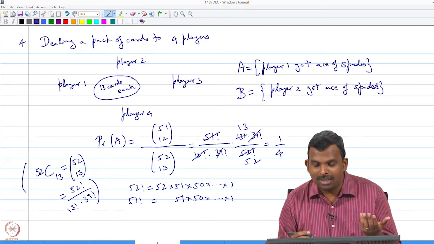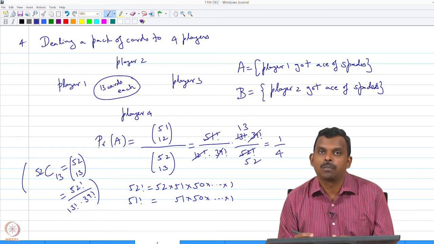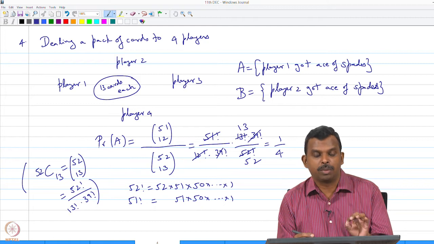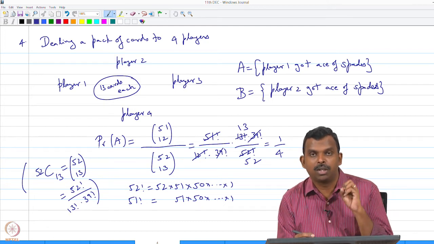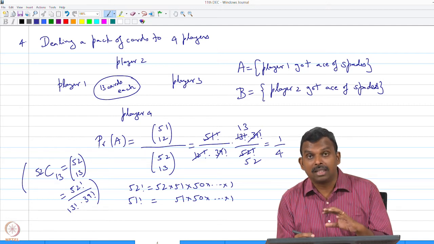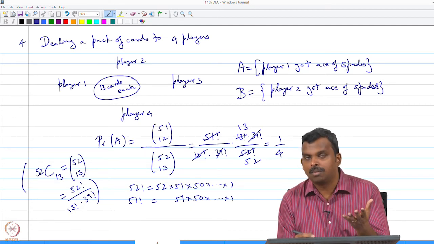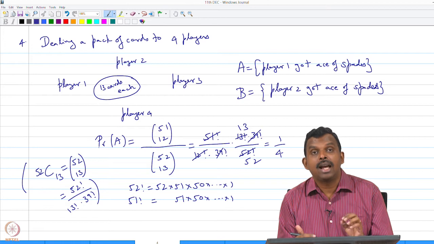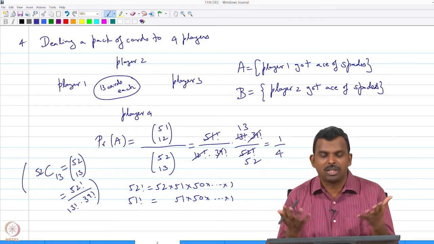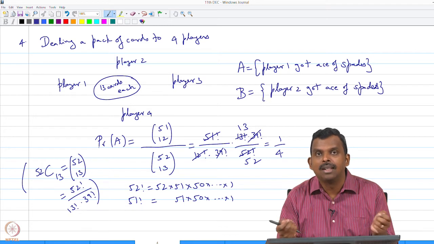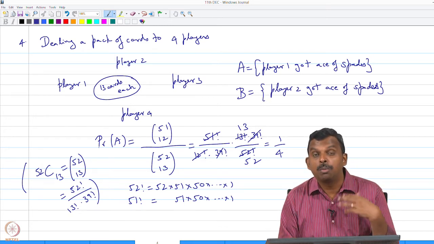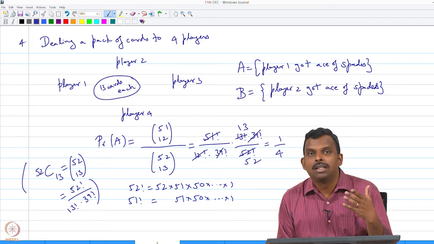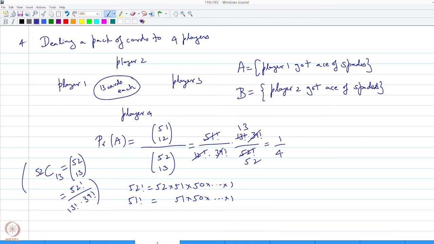Now, one might actually quickly arrive at this answer 1 by 4. If you think about the 4 events, player 1 got ace of spades, player 2 got ace of spades, player 3 got ace of spades, player 4 got ace of spades, right. There are 4 events like this and the ace of spades has to go to one of these players, right. So, all of them together make up the entire set of possibilities, and each of these events is going to be equally likely by some sort of symmetry in the situation, right. So, you are distributing the cards in a very fair manner. So, it should be equally likely that any one player has the ace of spades. So, probability that the player 1 got ace of spades should be 1 by 4. Similarly, probability of B that the player 2 got ace of spades is also 1 by 4.